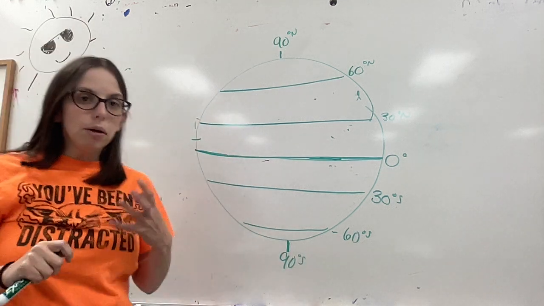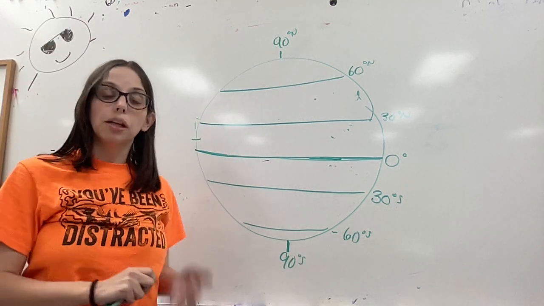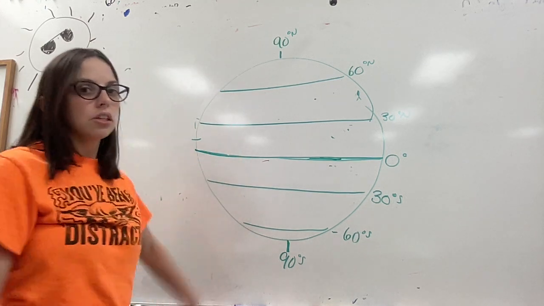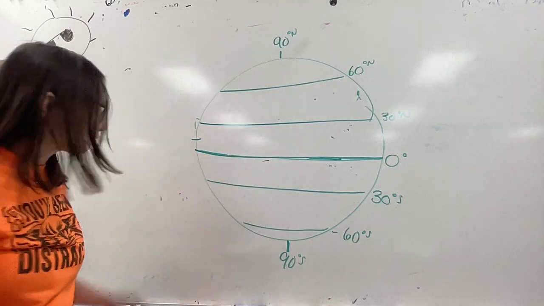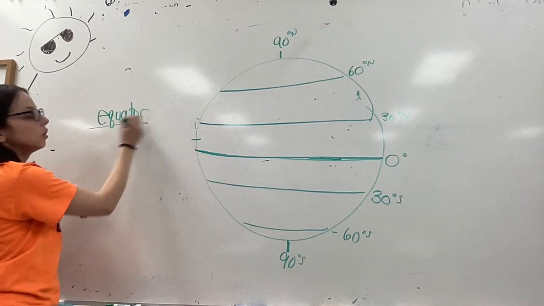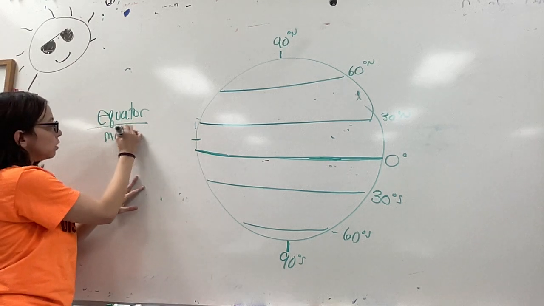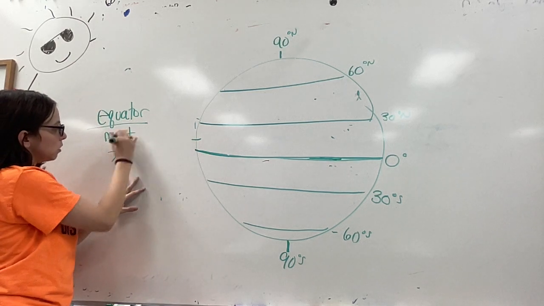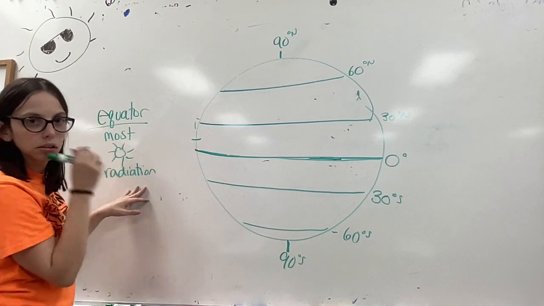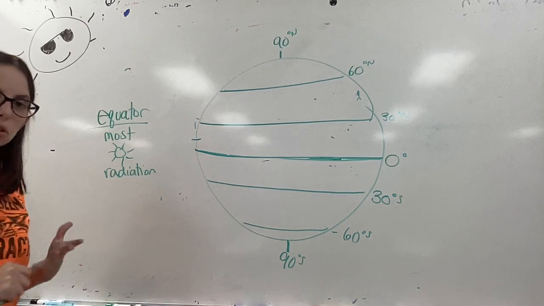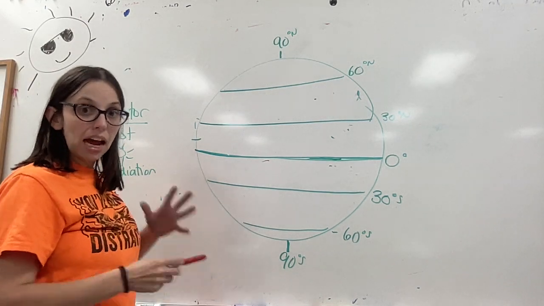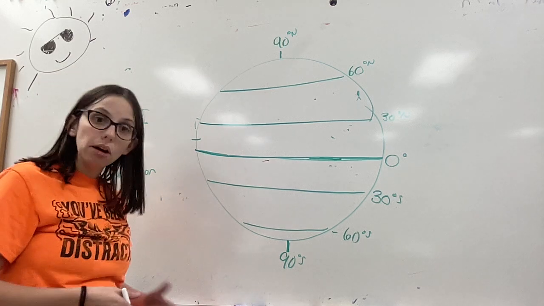Okay? So we want to look at air pressure and how latitude impacts that. And then we're going to see how that generates these wind belts. So I'm going to start at the equator because that's the easiest one. All right, at the equator, we had the most solar radiation. So because we had the most solar radiation at the equator, what kind of air pressure is that?